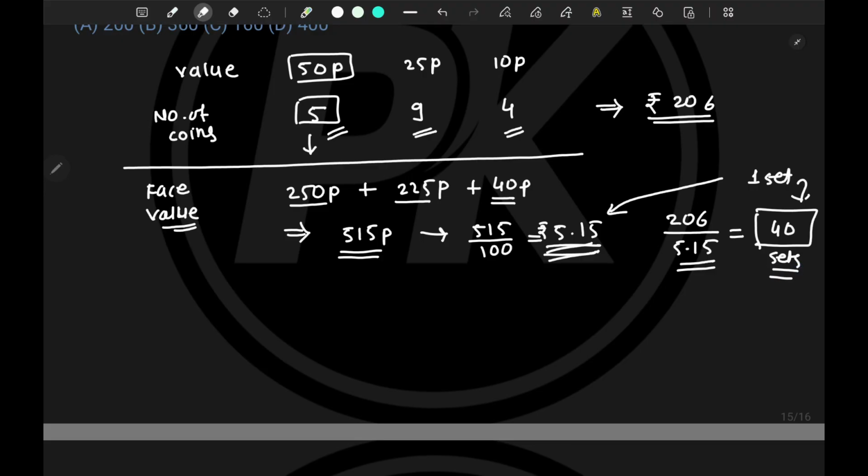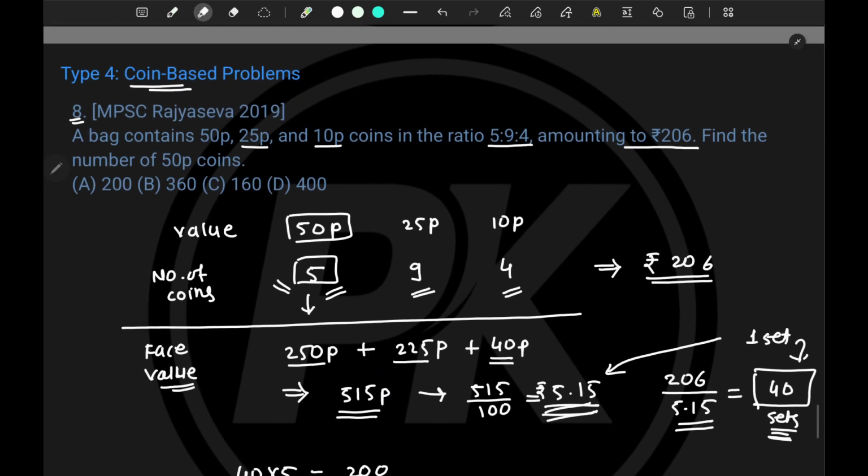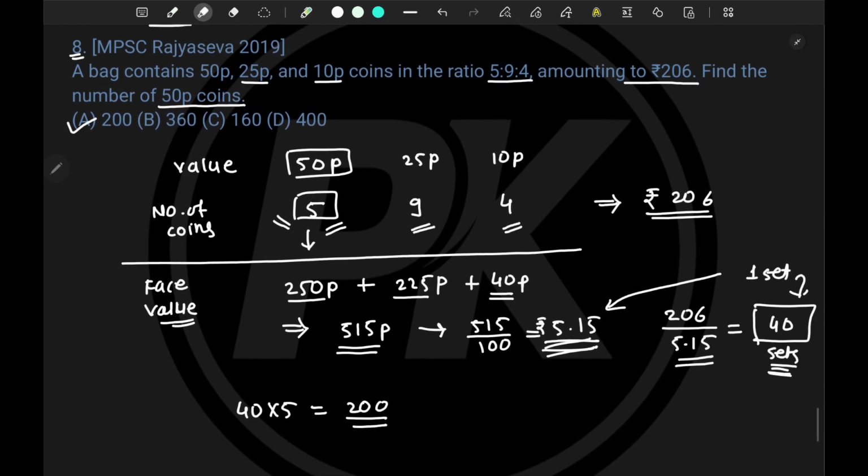Now in one set, how many coins of 50 paisa? 5. In 40 sets, how many 50 paisa coins? So 40 into 5 equals 200, right? Now see if we have any option. Yes, option A, and hence there are 200 fifty paisa coins. Similarly you can find it for 25 paisa, and you can find it for 10 paisa. So this is a simple example, you just need to understand the logic. Now let's see a similar type of problem so that you will get used to this.